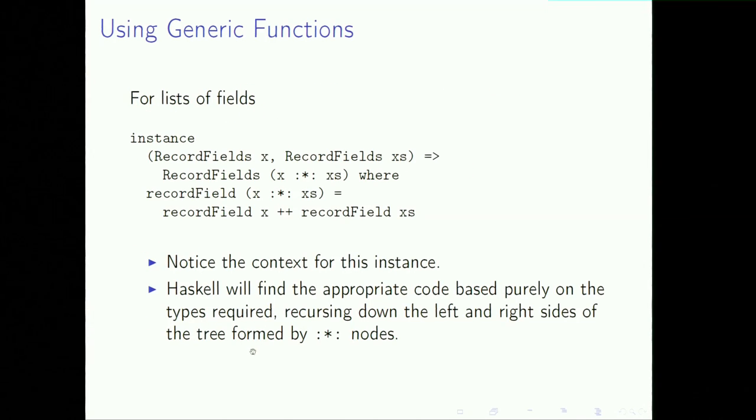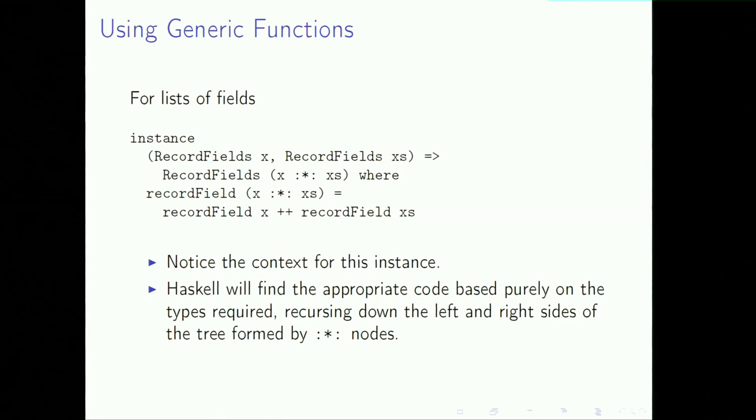For lists of fields, we're going to be working with this :*: node. For that, I now need to assert that both the left and the right part of this node can also be traversed to find all of the record fields that exist inside it. So if I can traverse both the left and the right subtree of this representation node, then I can indeed find all record fields underneath it by traversing the left, traversing the right, and then using a list append function to combine those two lists into one.